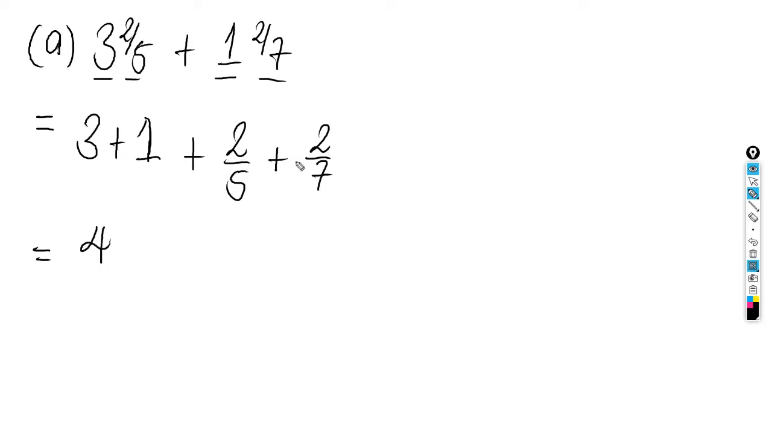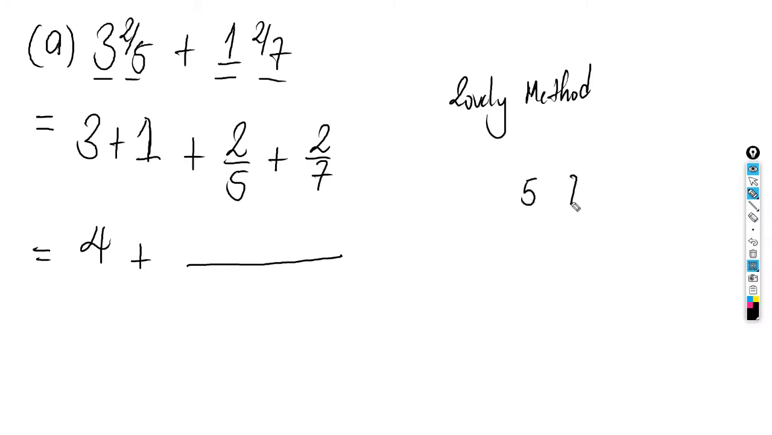Now we need to add these two fractions. First, we draw a line, and we need to find the LCM. It's clear and obvious that the LCM is 35, but what do we usually do to find the LCM between two numbers? We use the lovely method. We're going to write 5 and 7, and then we're going to divide these numbers by the prime factors.